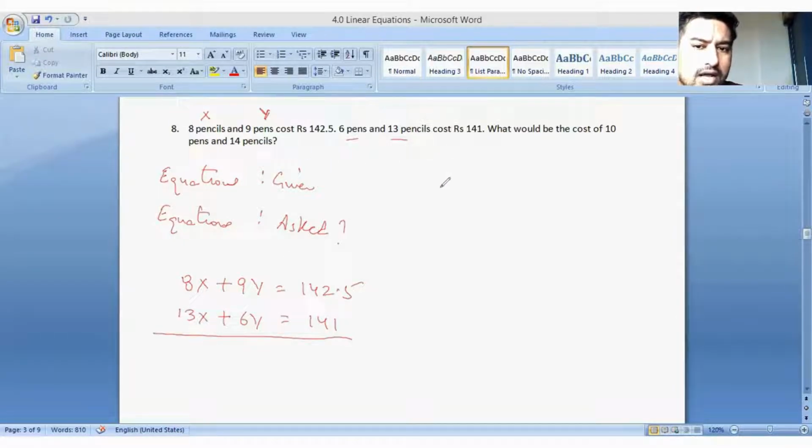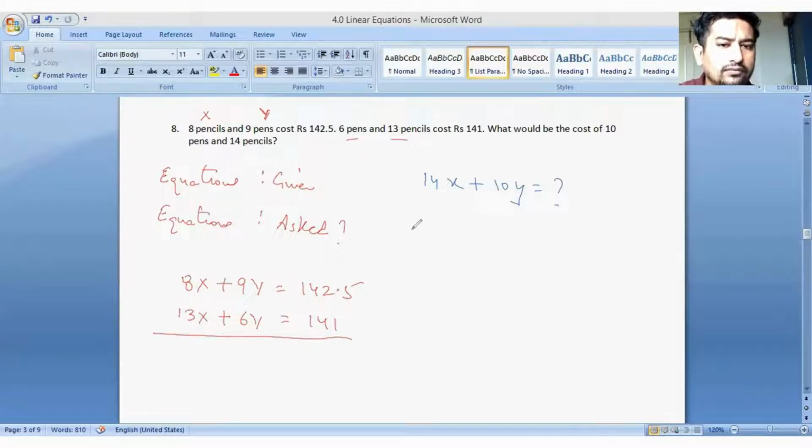But what is their ask? Their ask is 10 pens. Again, they've asked pens first. So put it the other way around. That would be 10y. So it'll come as, let's change the color. They've asked you what is the value of 14x plus 10y. This is what they've asked you.